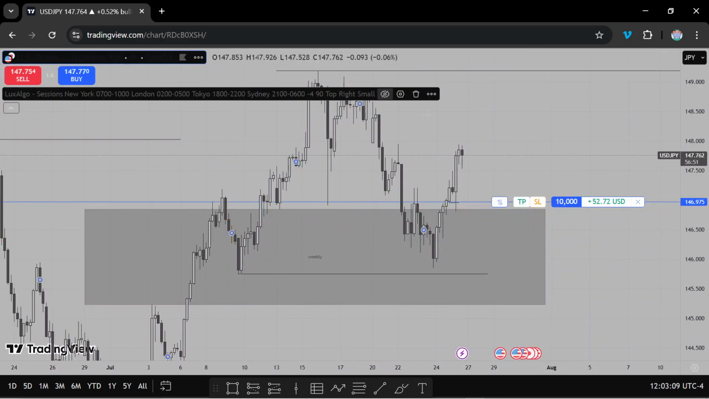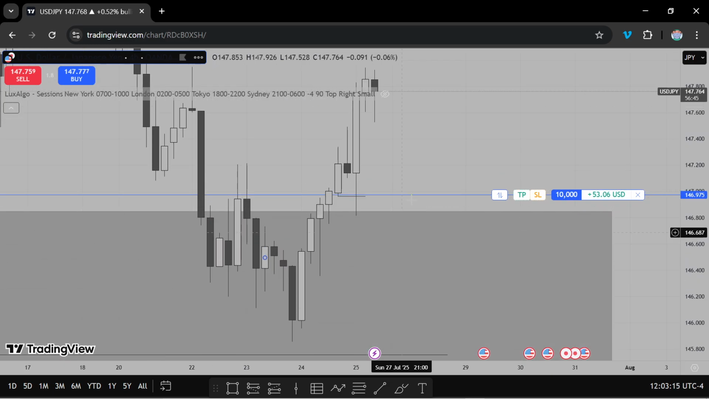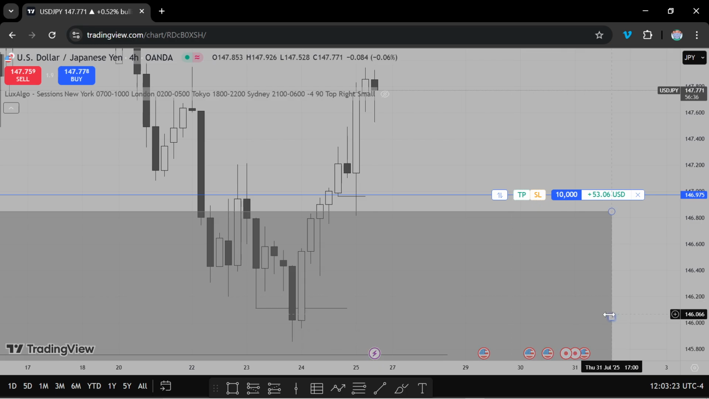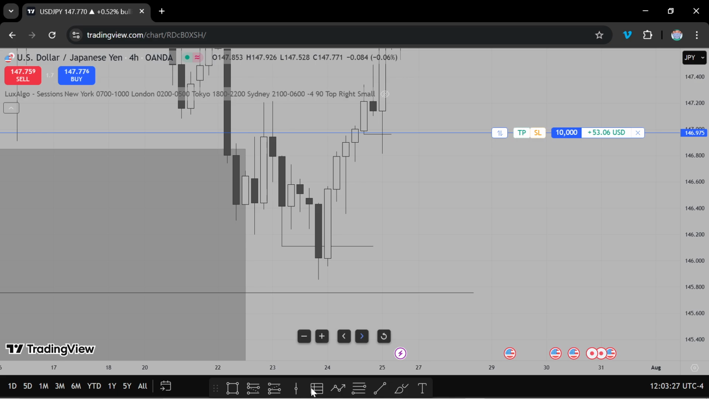There's something that I want to show you on the 4 hour. Okay, so this is what I saw. We took out liquidity there. All right, let me just bring this back, and we did create a fair value gap right here. All right? We did create a fair value gap right there.